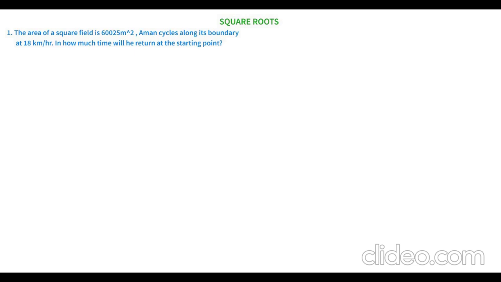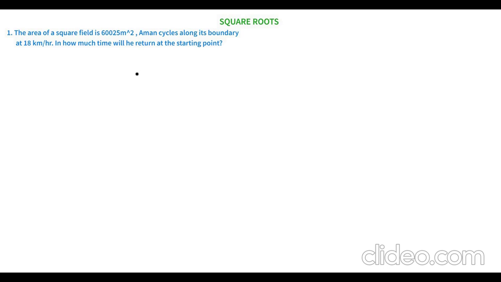In this video, we are going to learn a few word problems about square roots. So the first question here is, the area of a square field is 60,025 meters square. Aman cycles along its boundary at 18 km per hour. In how much time will he return to the starting point? These types of questions are usually asked for grades 9 and 10.